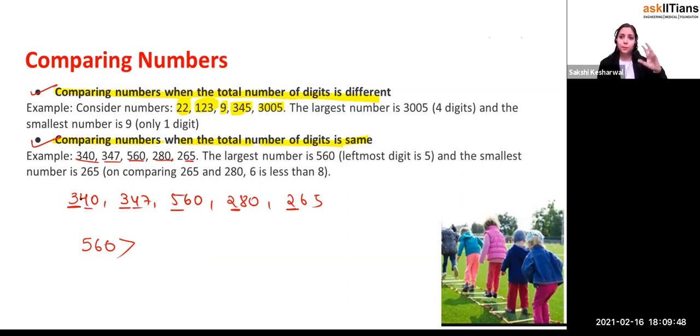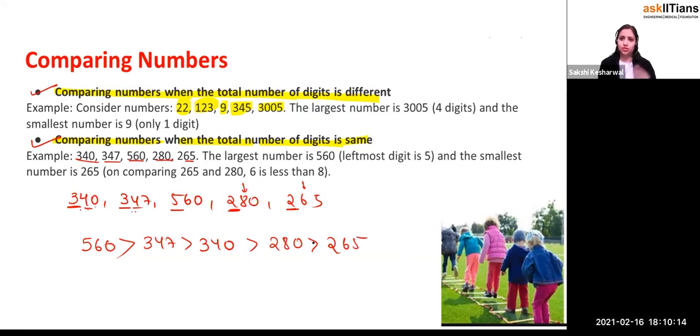Now you have to compare the digits, like you have to compare the places: unit places, tens places and hundreds places. The hundreds places are the same, the tens places are the same, and the ones places you have to check. 7 is greater than 0, so definitely 347 is greater than 340, right? Now we have these two numbers. The hundreds places are the same, so we check the tens places. Yes, 8 is greater than 6, so we say that 280 is greater than 265.